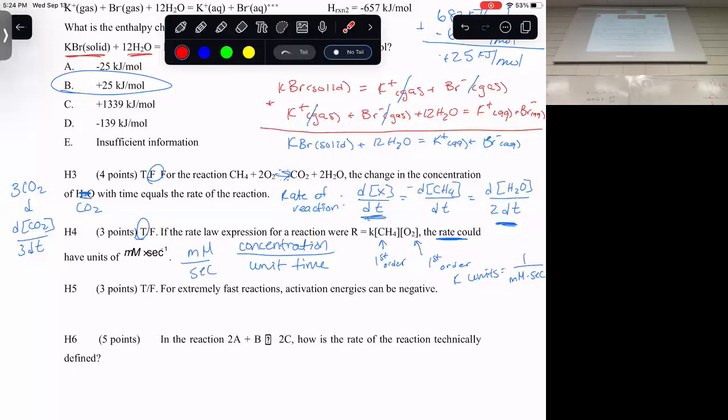The fact that it's millimolar doesn't matter. Nope, it could be millimolar, it could be micromolar, it could just be molar, it just needs some sort of concentration unit.